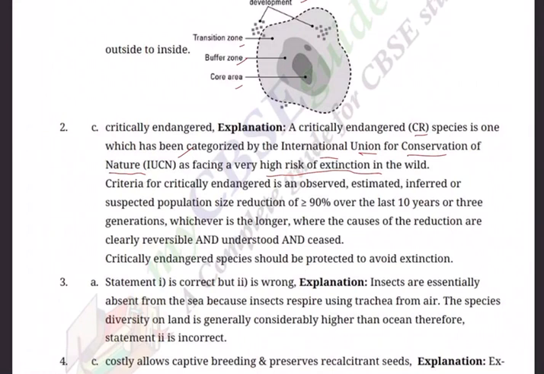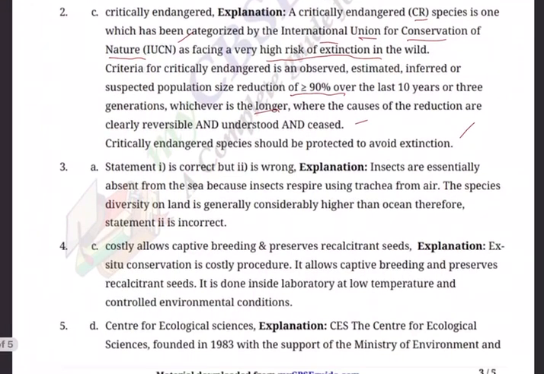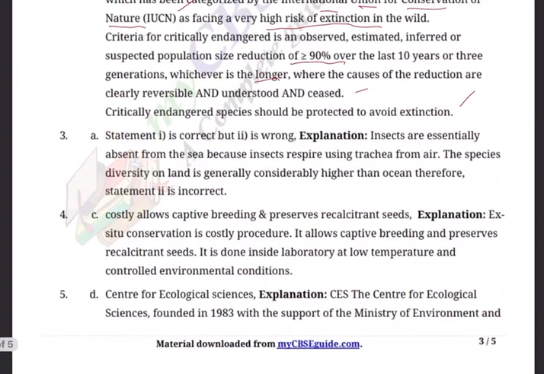Criteria for critically endangered is an observed, estimated, inferred, or suspected population size reduction of 90% and above over the last 10 years or 3 generations, whichever is longer, where the causes of reduction are clearly reversible and understood and ceased. Critically endangered species should be protected to avoid extinction. So care must be taken, utmost care must be taken.